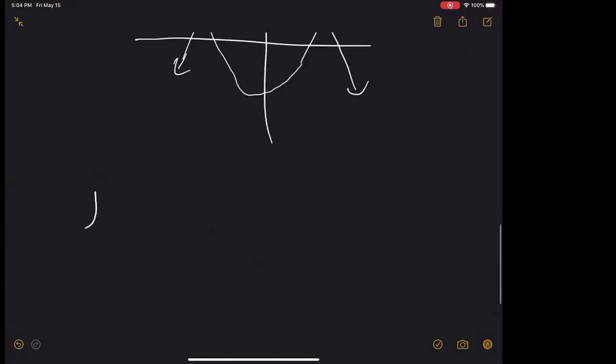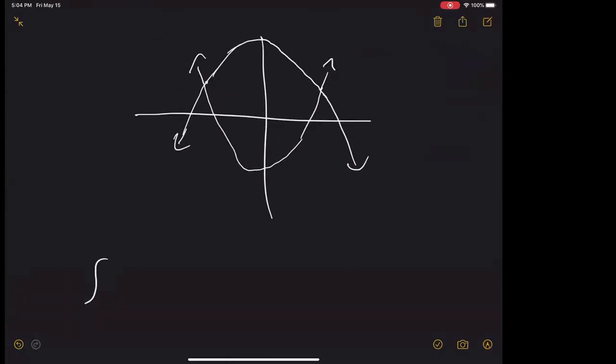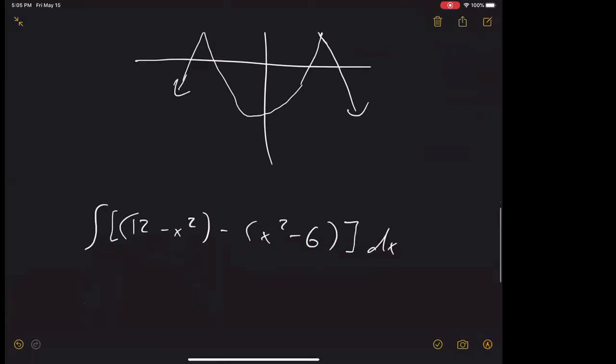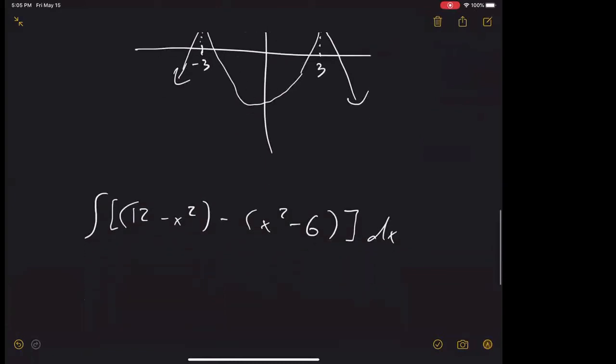But to find the area, what do I need to do? I need to do one curve minus the other. So top curve minus bottom curve, right? The top curve is this one, which is 12 minus x squared. And then I need to subtract the bottom one, which is x squared minus 6. And I need to integrate where? From where they first meet, at x equals negative 3, to where they meet at x equals positive 3. So I need to integrate from negative 3 to 3.